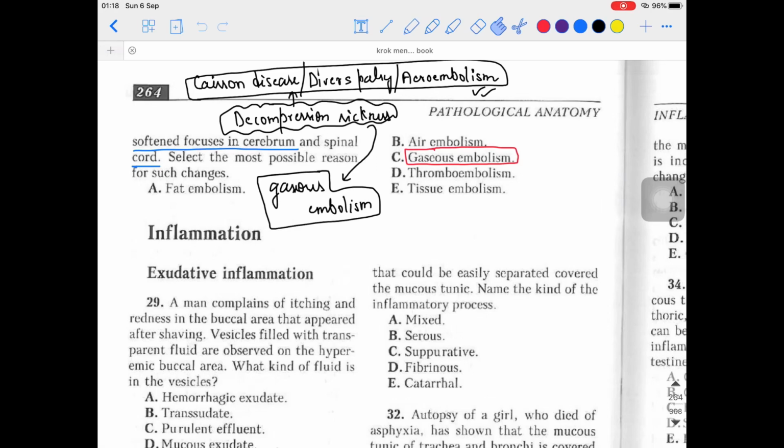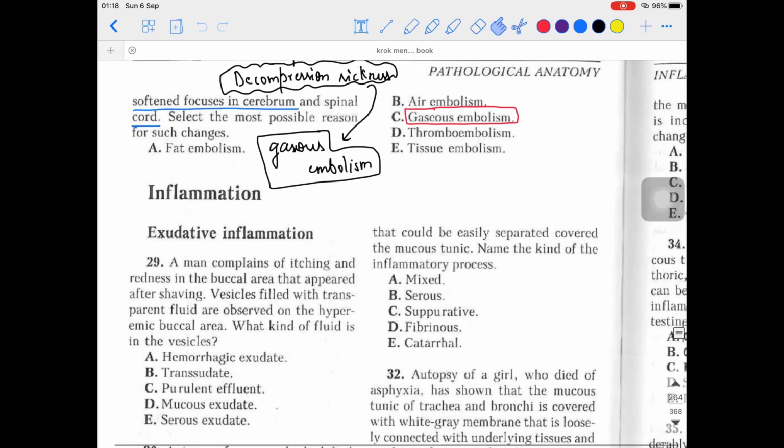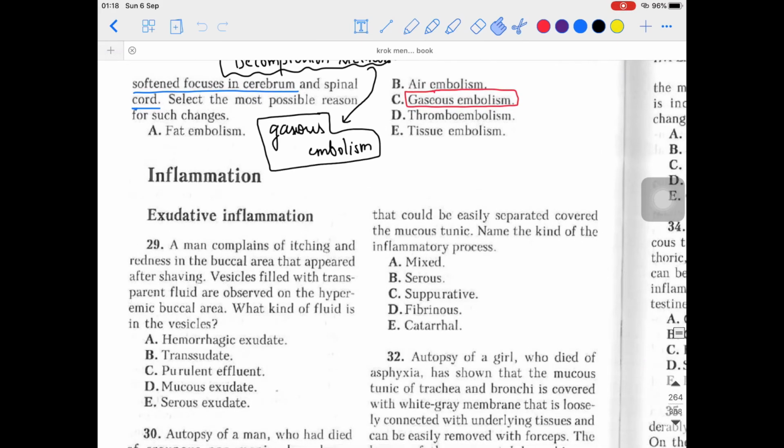So in this video, this is part 4 of this pathomorphology discussion, and today I am starting with inflammation. So let's take the first type, that is the exudative inflammation.